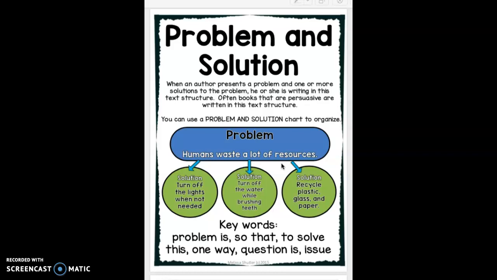To turn off the lights when they're not needed, perhaps to turn off water while you're brushing your teeth, to do a lot of recycling. Keywords when you're talking about problem and solution are the problem is, or to solve this, or one thing you can do, or one way, or the issue is. Those kinds of things help you understand that if you're reading a certain paragraph or a type of writing, a written piece, a passage, you can say, oh my gosh, okay, are they giving us a problem and then they're providing a solution? That must be that problem and solution text structure that is being implemented or used.